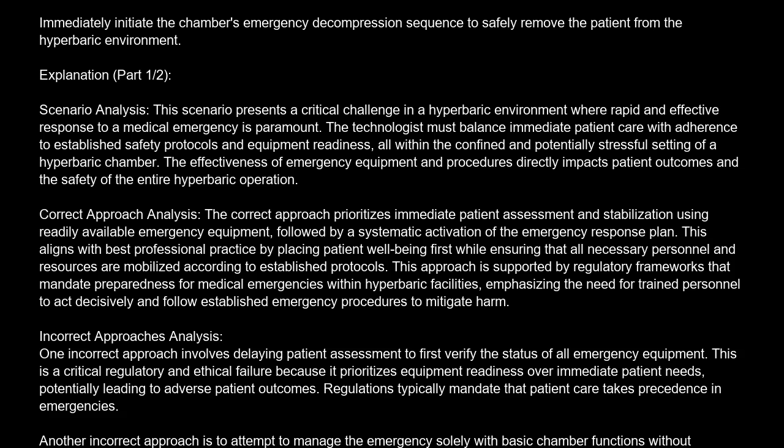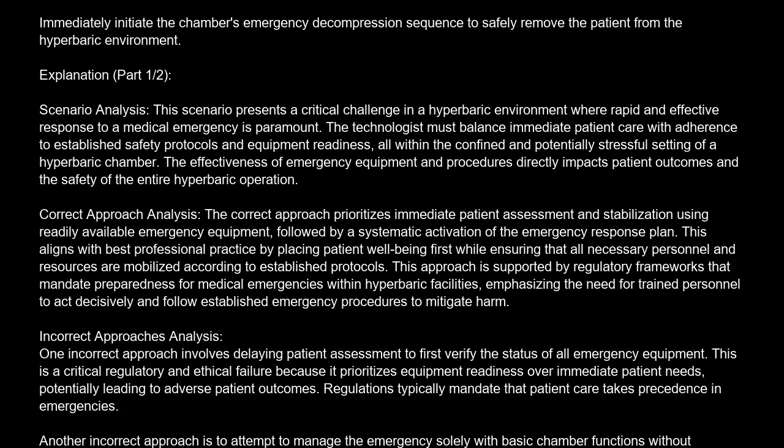Correct approach analysis. The correct approach prioritizes immediate patient assessment and stabilization using readily available emergency equipment, followed by a systematic activation of the emergency response plan. This aligns with best professional practice by placing patient well-being first, while ensuring that all necessary personnel and resources are mobilized according to established protocols. This approach is supported by regulatory frameworks that mandate preparedness for medical emergencies within hyperbaric facilities, emphasizing the need for trained personnel to act decisively and follow established emergency procedures to mitigate harm.